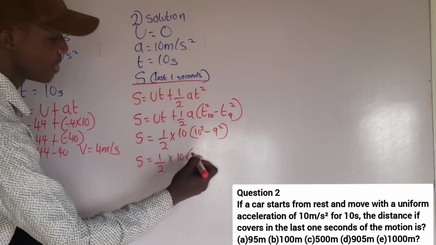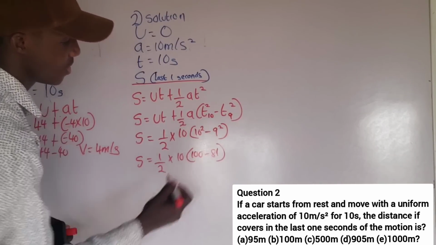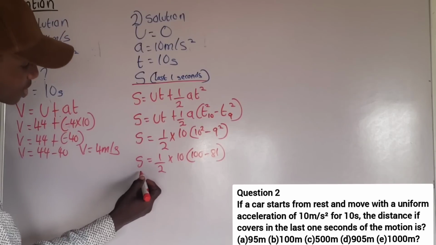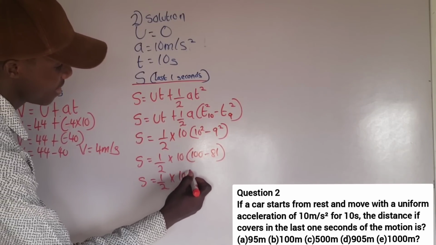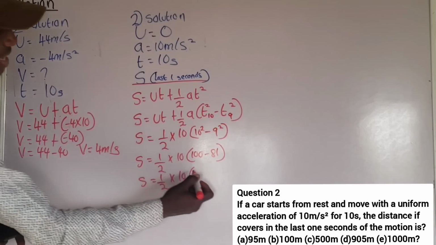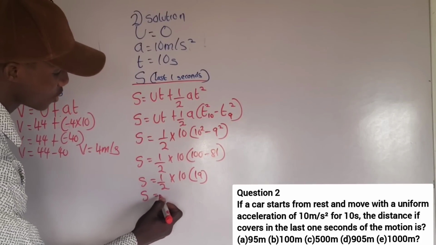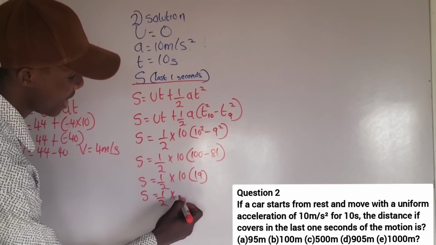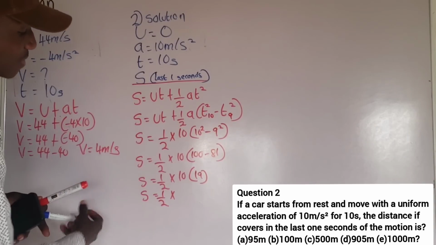Okay, let's do it step by step. 10 squared is 100. This is 81. Okay? So here I'm going to have s equals 1 over 2 multiplied by 10. Now, 100 minus 81, that will be 19. You understand? So here I'm going to have 19. So s equals 1 over 2 multiplied by, now just take the division of 2 and 10. I'm going to have 5, you understand?